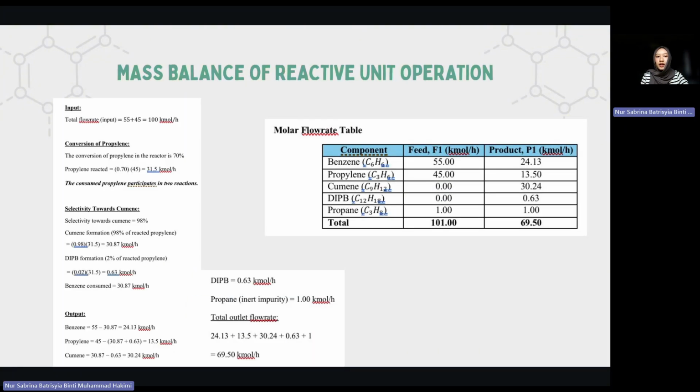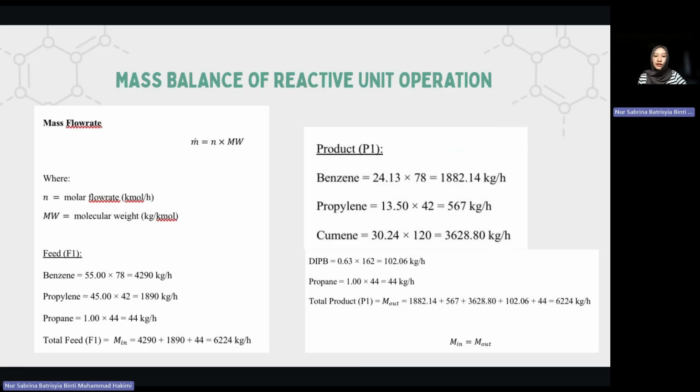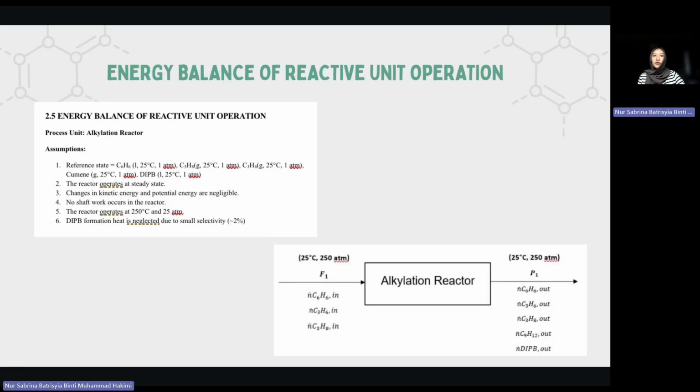So next, the molar flow rates were calculated and then converted to mass flow rates using molecular weights. So this confirmed that the total mass entering the reactor equals the total mass leaving the reactor, satisfying the overall mass balance. So next, we'll be moving on to the energy balance of the reactive unit operation. So for energy balance, the reactor is also assumed to operate at steady state, with negligible kinetic and potential energy changes and no shaft work occurring in the system.